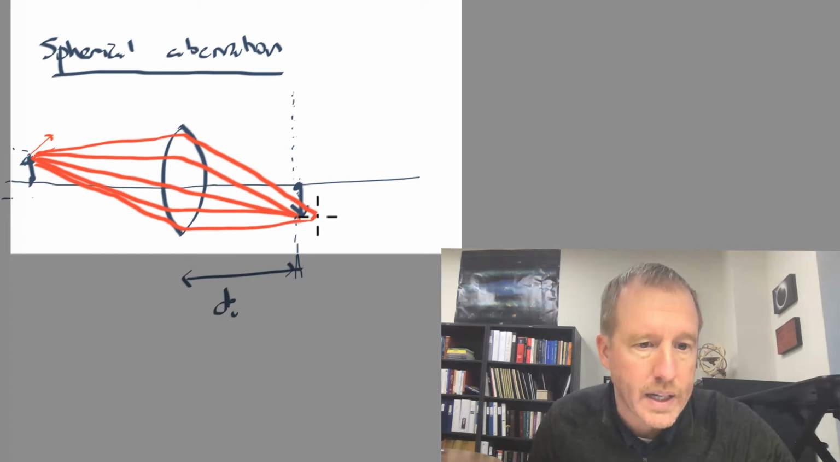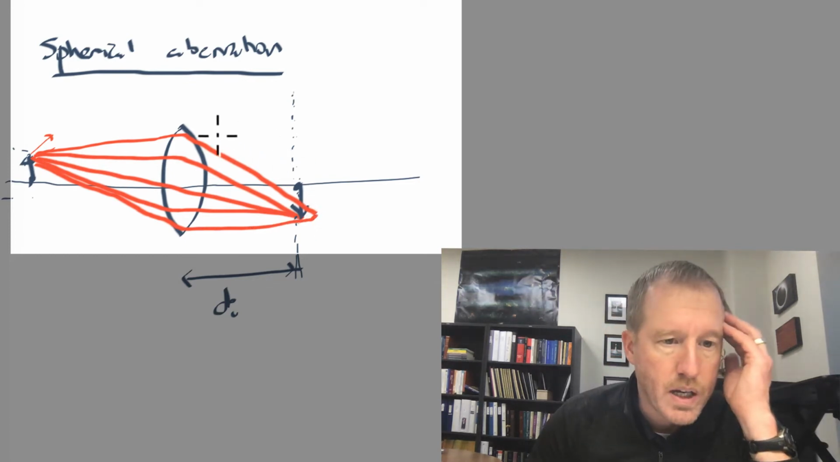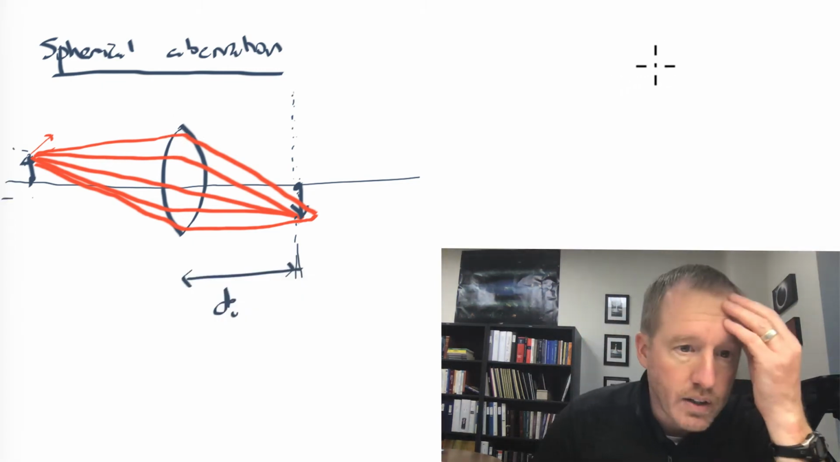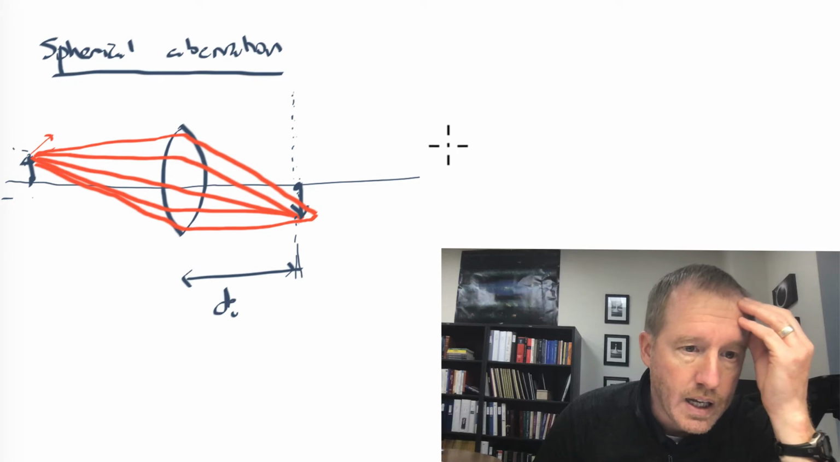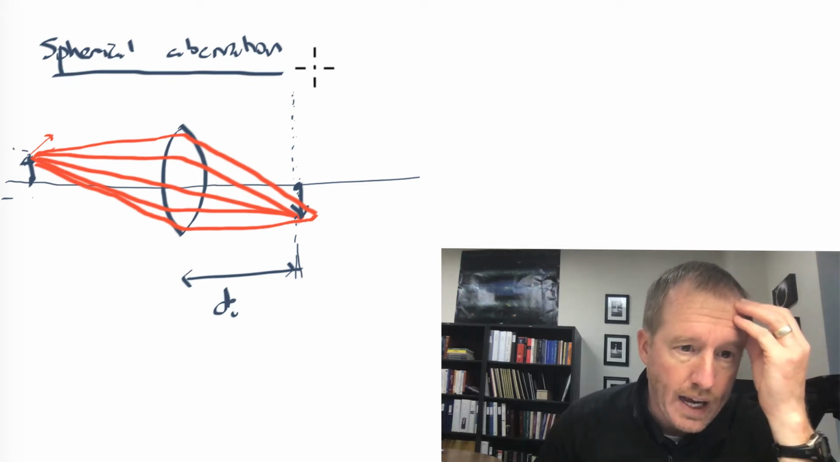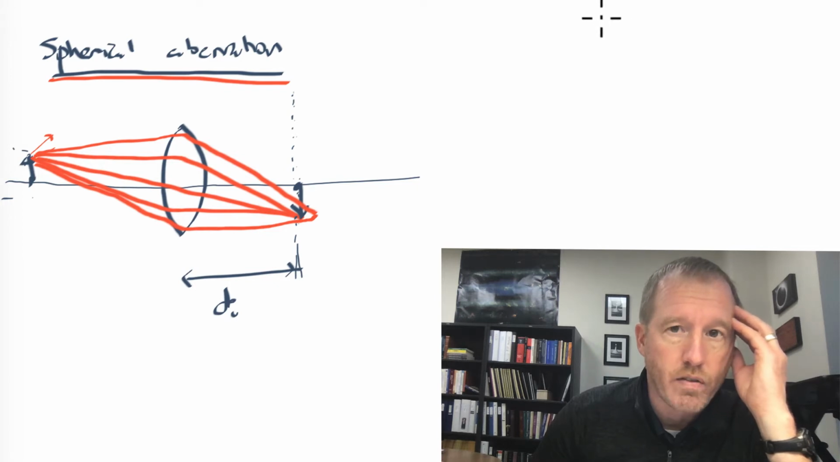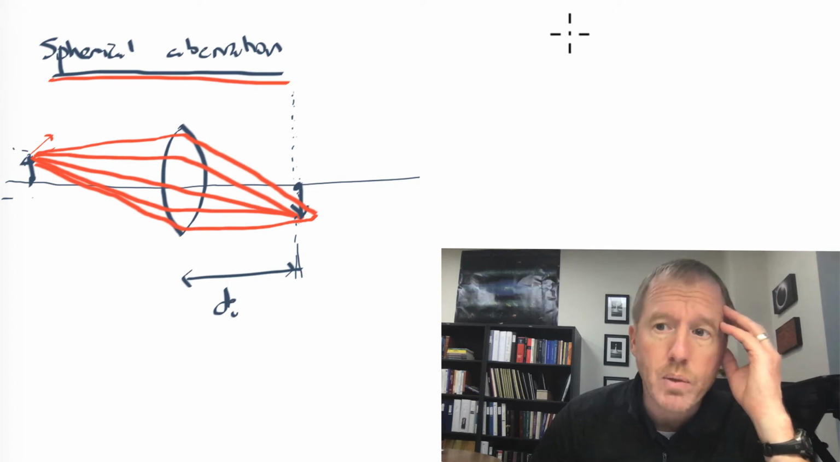They converge back here. And generally speaking, the rays that go through the edges of a lens tend to not converge in the same plane as the rays that are going through the middle region of the lens. And that is what we mean by spherical aberration. That is, when you have rays going through the edges of a lens, they don't quite focus in the right plane and it creates some blurring.